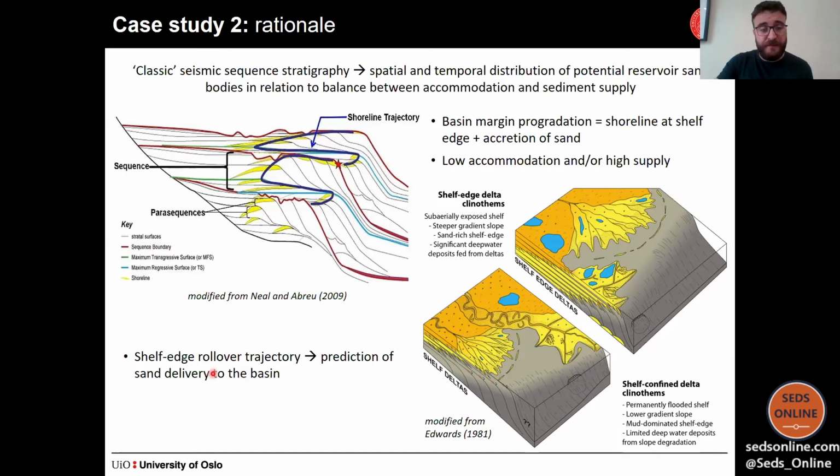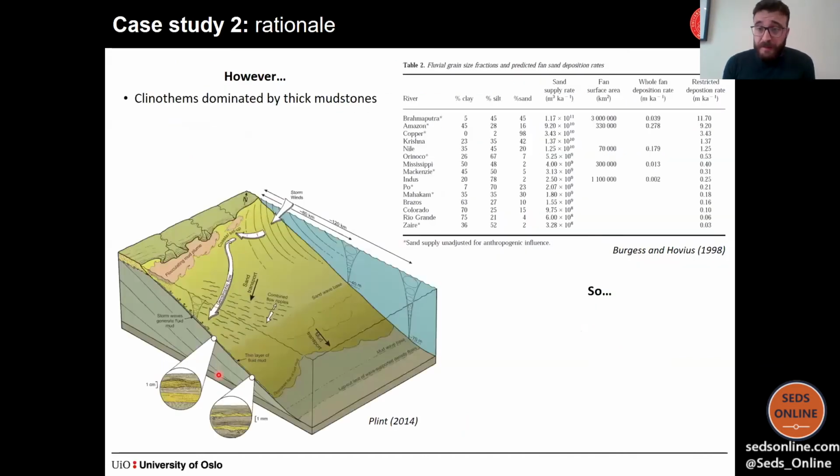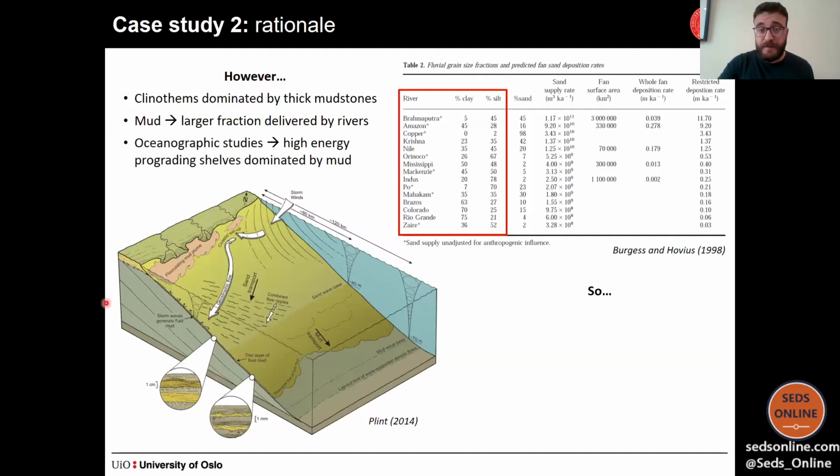And also then we have the shelf edge rollover trajectory analysis, which I mentioned before, that is also trying to predict sand delivery to the basin. But what about the fine grained systems? No one is really paying a lot of attention to muds. And that is curious, right? Because clinothems, you will likely agree with me, are dominated by mud. And not only this, mud fraction is the dominant fraction delivered by rivers. So clay and silt in modern rivers are, in most cases, dominating the volume of sediment that is delivered.